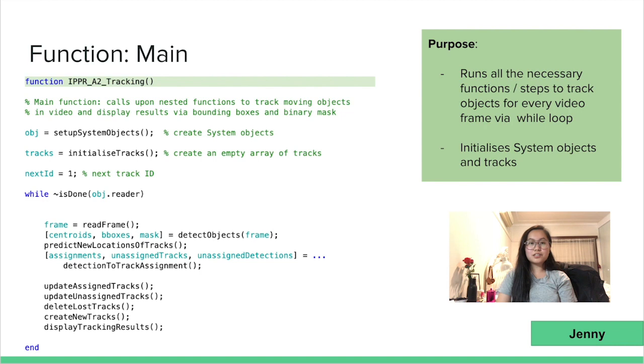The main function is structured as a function that calls upon its nested functions inside. Firstly, it creates and initializes system objects, tracks, and the next track ID, which will then be incremented for each detected moving object. Then, while each frame in the video is read, it will detect objects in the frame, predict new locations of assigned objects, assign newly detected moving objects to a track, update locations on assigned tracks, update unassigned tracks, delete tracks with no detection, create new tracks, and then display the results via bounding boxes and the binary mask. And then it will end the loop when the video runs out of frames to read.